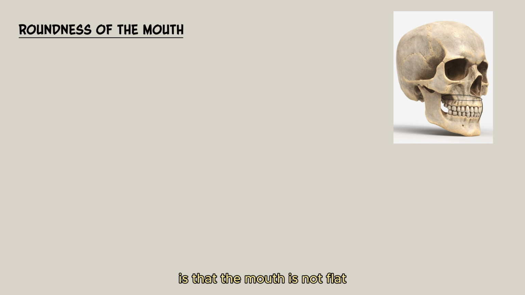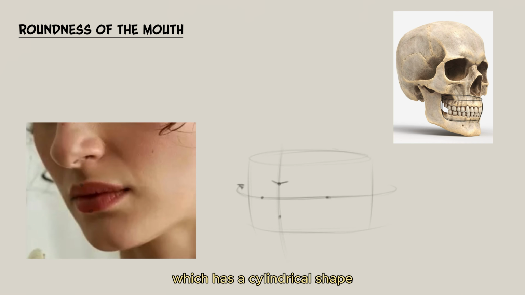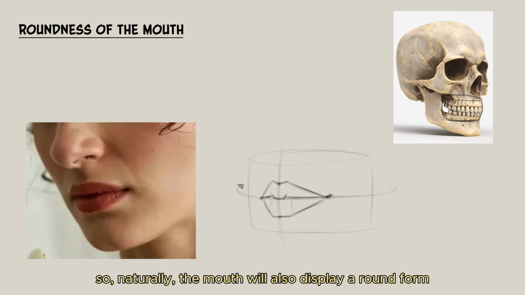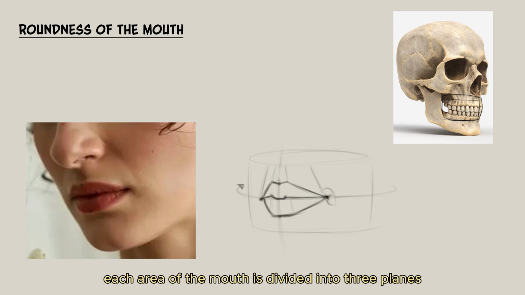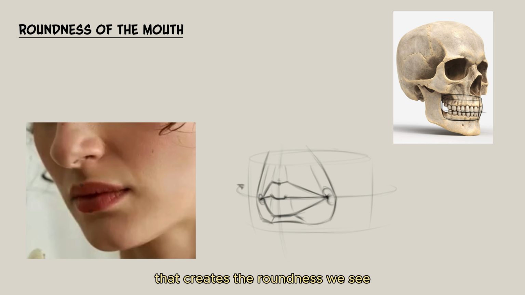Right, the first thing I learned is that the mouth is not flat. It wraps around the teeth, which has a cylindrical shape, so naturally the mouth will also display a round form. Each area of the mouth is divided into 3 planes that create the roundness we see.